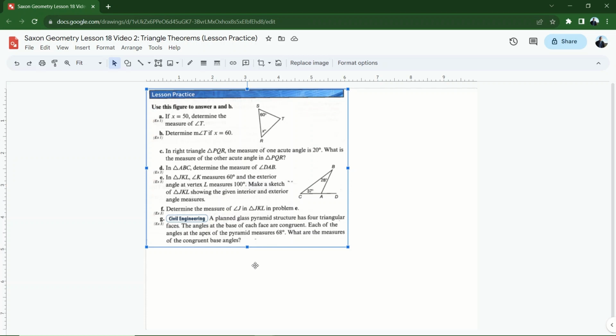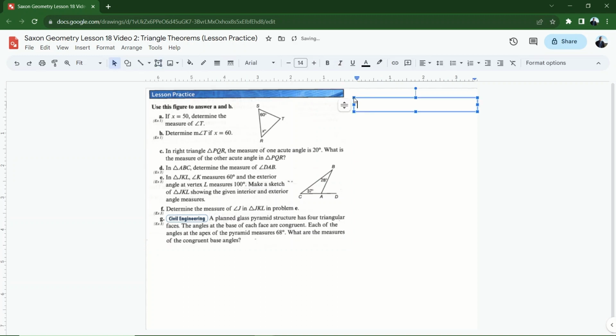Geometry students, in this lesson we're going to be looking at some practice problems related to triangles. We'll start with letters A and B, which we need to refer to the figure. It says if x equals 50, determine the measure of angle T. Well, that's easy because all three angles have to add up to 180. So for letter A, I notice I have 60 plus 50 is 110. That means that the angle measure I have left for angle T is 70 degrees, and that's the answer.